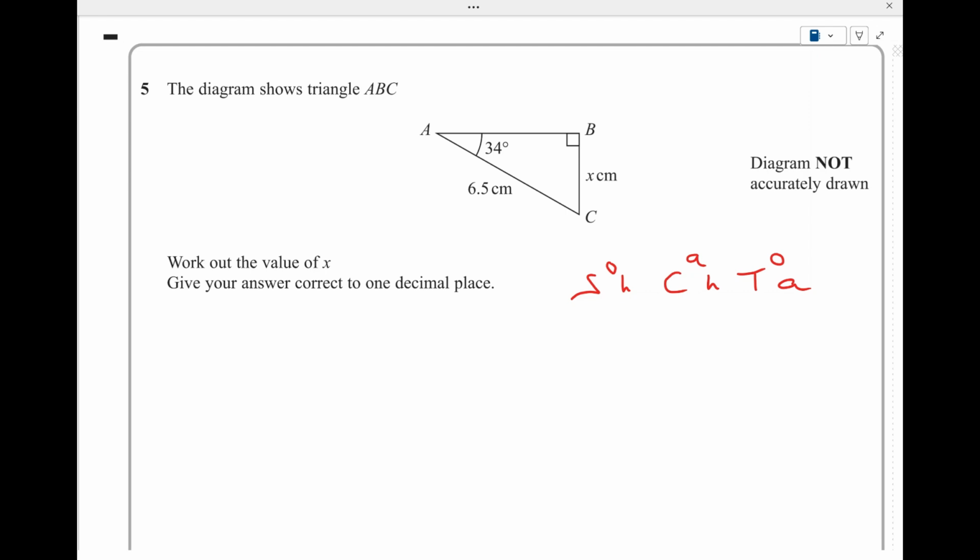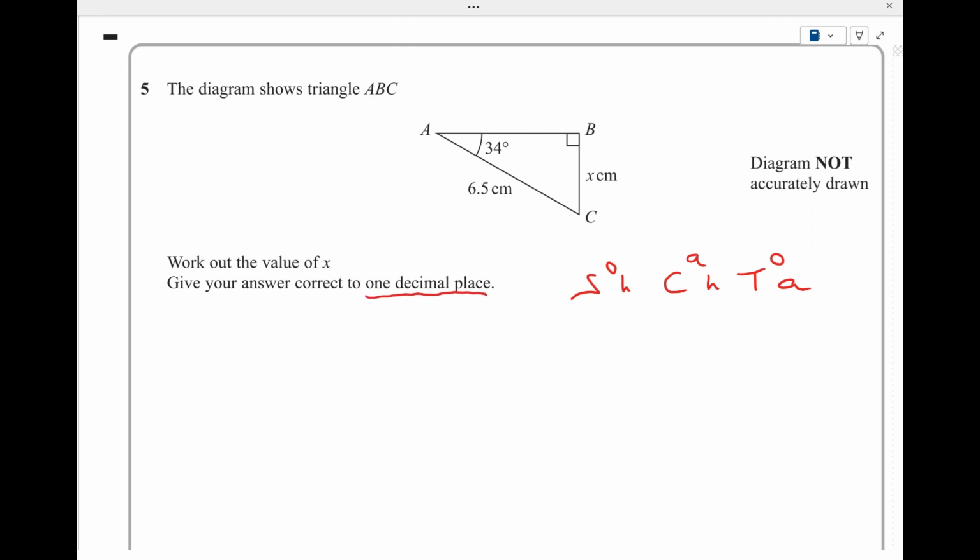The diagram shows triangle ABC. Yes, it does. Have a quick look. I've got a side length. I've got an angle. That's x. I understand the diagram. Let's read the question. Work out the value of x. Give your answer correct to 1 decimal place.